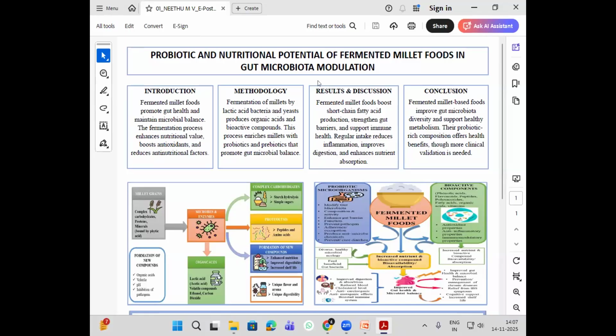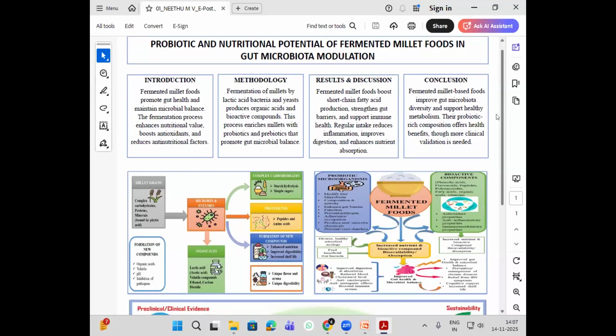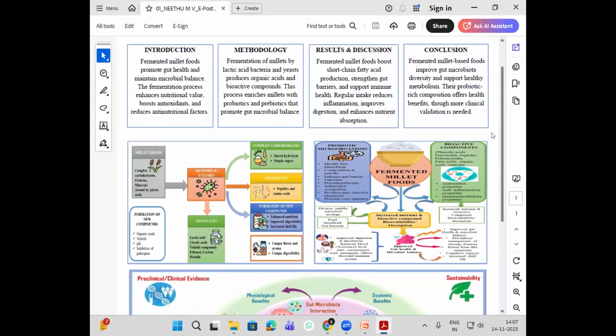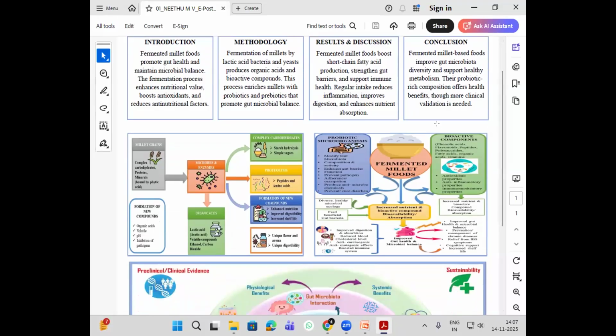What are the physiological benefits and the systemic benefits after having the fermented millets in a continuous way, not for single days? After continuous consumption of the millets, there will be a lot of benefits, like physiological benefits and systemic benefits. Physiological benefits are gut barrier integrity, immune modulation, anti-inflammatory effect, and antioxidant effect.